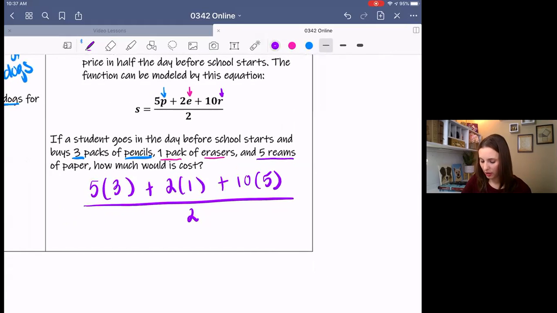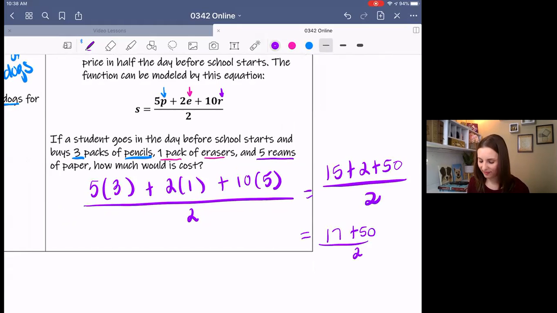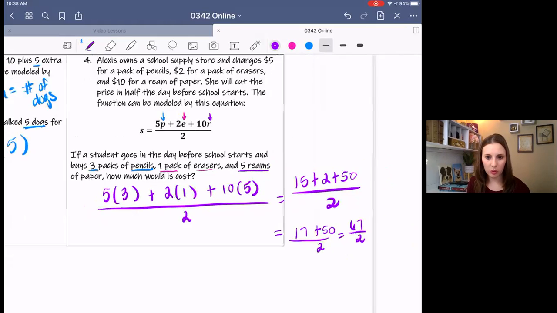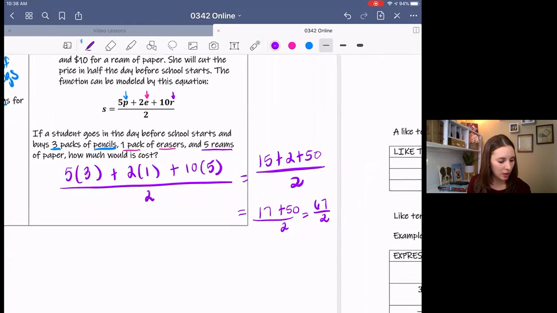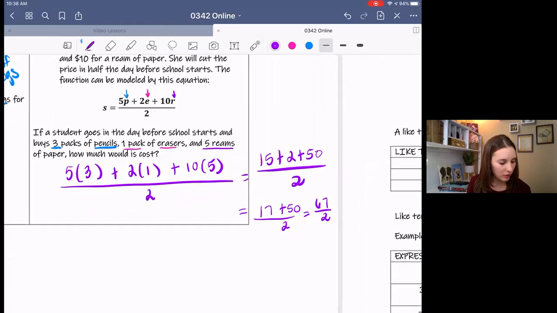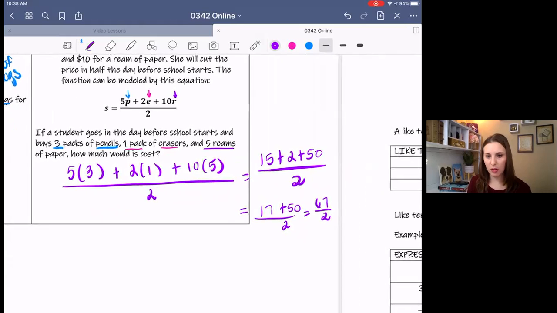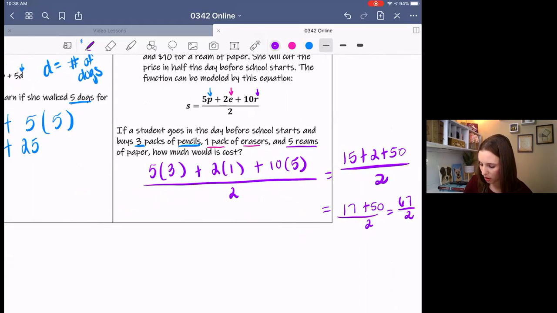So you should get 15 plus 2 plus 50, cut it in half, 17 plus 50, cut it in half, and so on. So you would get a decimal here, which makes sense because we're talking about money. Oops, ran out of room. Sorry, there you go. And I believe that is, yep, 33.5. So $33.50.